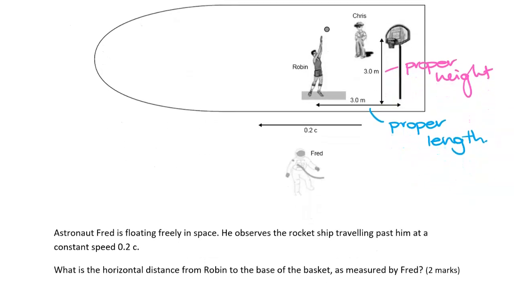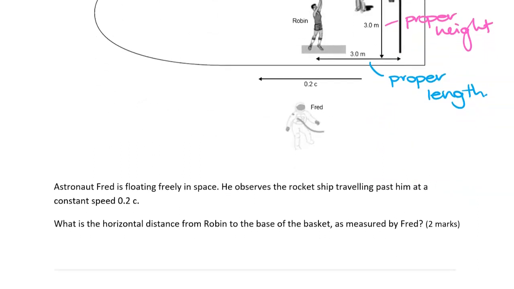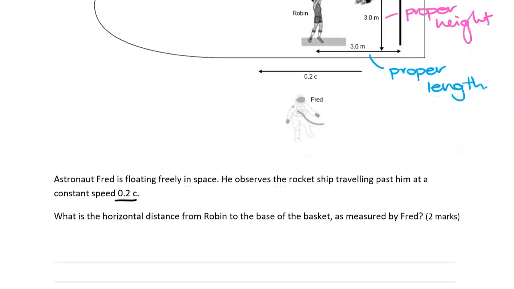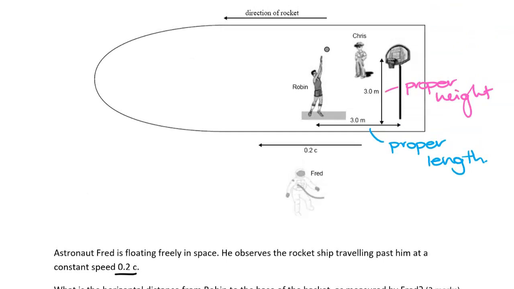So we see that we've got an astronaut, Fred, floating freely in space. He observes the rocket ship travelling past him at a constant speed of 0.2 c. That's weird, another 0.2 c example. What is the horizontal distance from Robin to the base of the basket, so Robin is the one currently shooting the basketball, as measured by Fred?